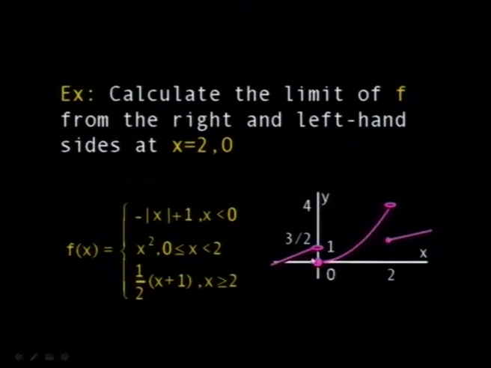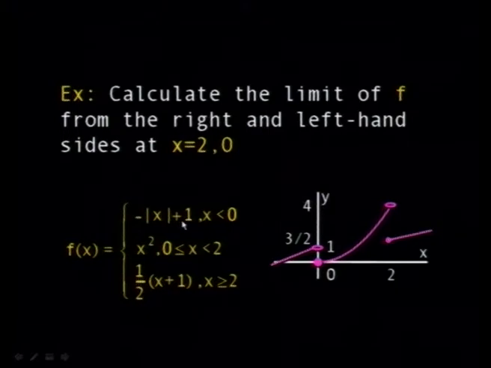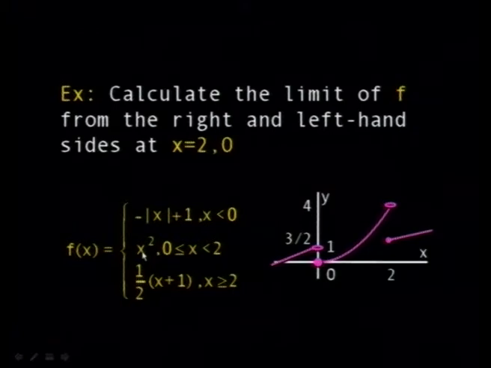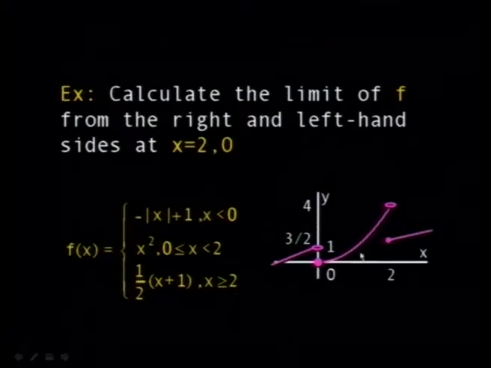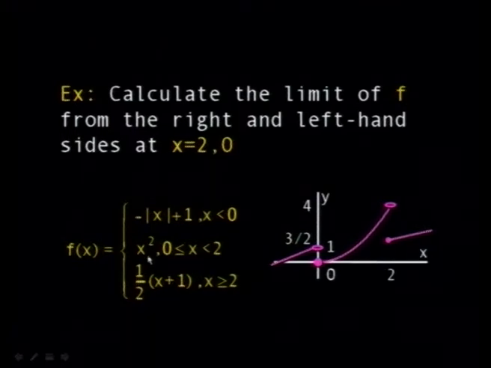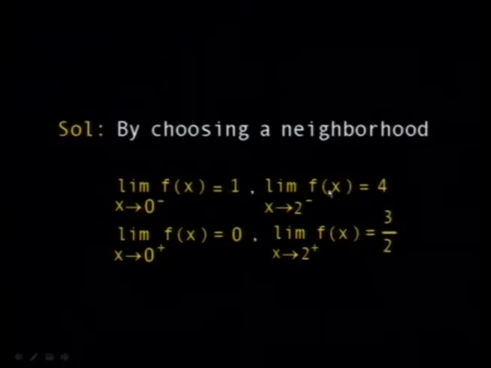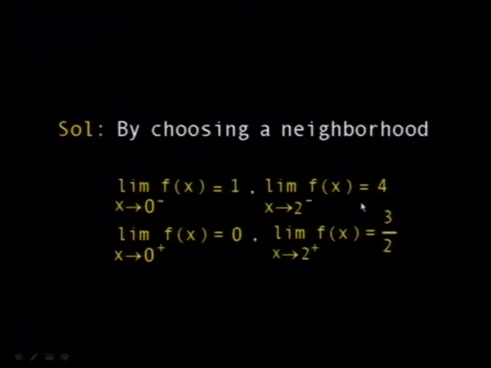So when x approaches 0 from the left-hand side, here it's equal to 1 directly, because you put x equal to 0 here. But from the right-hand side, you put 0 here, so you get 0. Now at the point 2, from the left-hand side, you use this one. You get 4. Whereas from the right-hand side, you use this one. You get what? You get 3 over 2. So this function has no limit, neither at the point 0 nor at the point 2, because here the limits are unequal, and here too the limits are unequal.